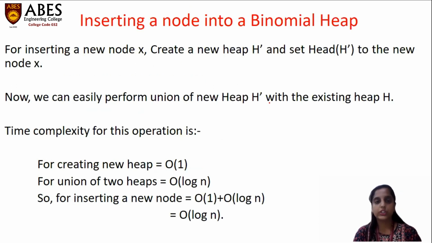The first operation that we're going to cover today is inserting a node into a binomial heap. What does this operation mean? It says that if we want to insert any new element into the existing binomial heap, how are we going to do that? Here one line is written: for inserting a new node X, just create a new heap H dash. Let's understand this line with the help of an example.